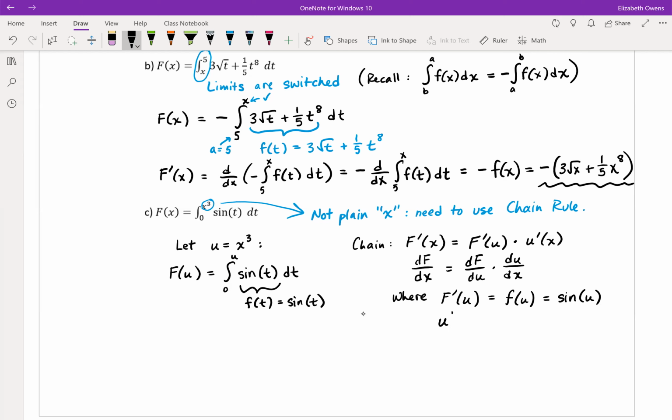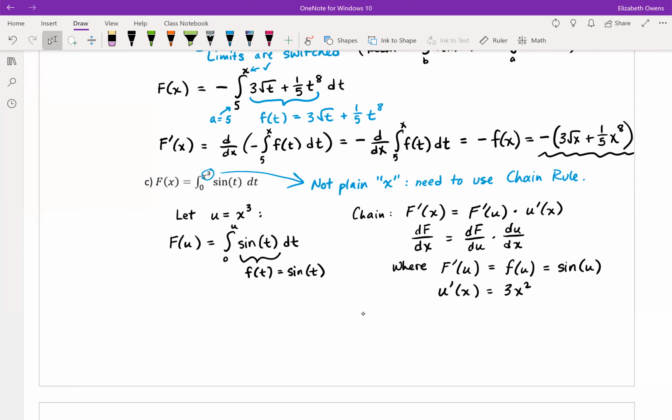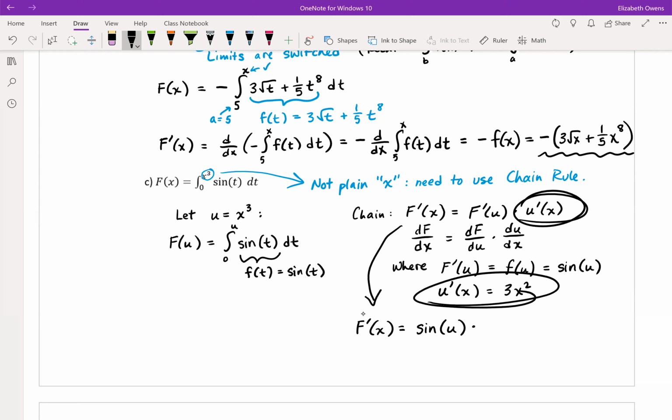And then our derivative of u with respect to x would be 3x squared. That's from this right here. U equals x cubed, so the derivative of u with respect to x is 3x squared, little power rule. All right. So we would say from all of this that big F prime of x would equal big F prime of u, that's sine u right here, sine u times u prime of x, which is right here, that's the 3x squared, like so.